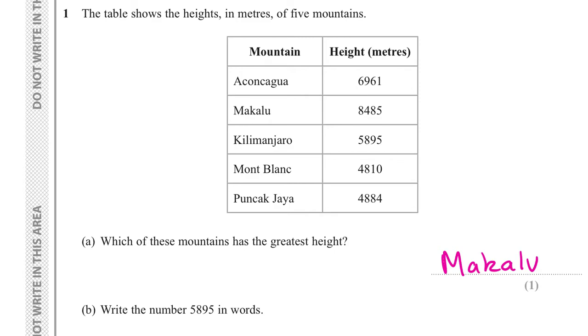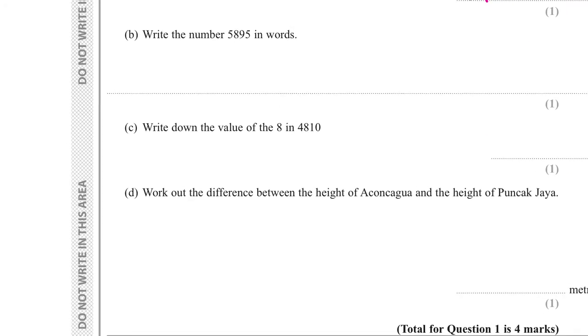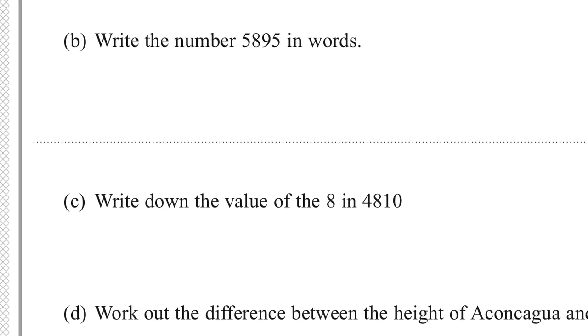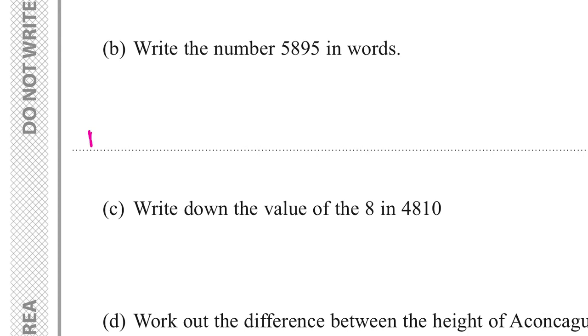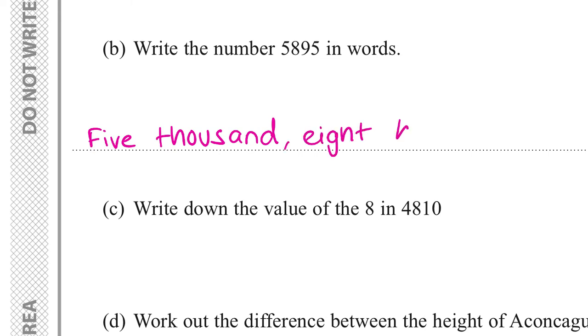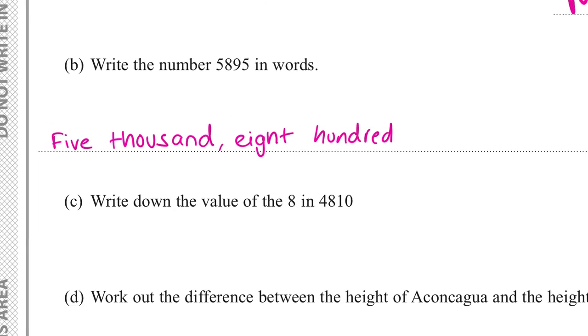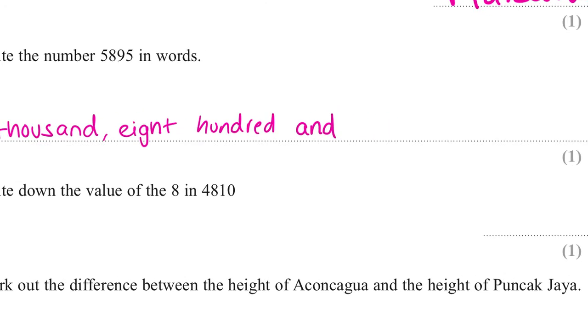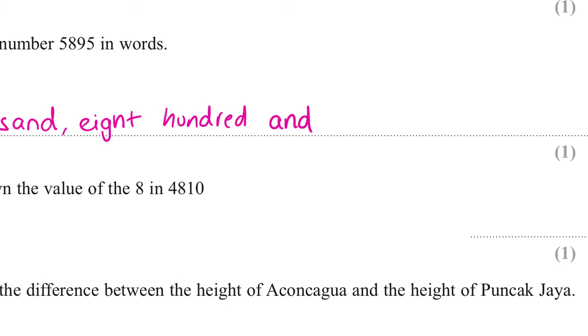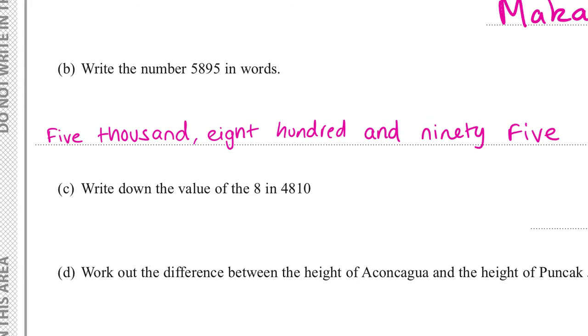It then says, write this number in words. If I was to say this number, how would I say this number? 5,000 800 and 90 95. Okay, so 5,895. The next part says write down the value of 8 in 4,810.